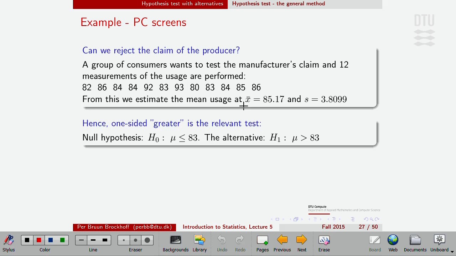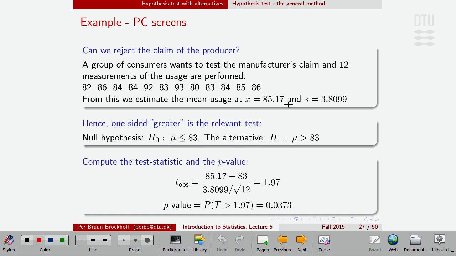Let's try this PC screen example. What if we take the external point of view, that we're an external group of consumers that would like to prove the company wrong in their conjecture. So I'd like to prove this null wrong by having this one-sided alternative. I take my data. My data is actually larger than 83. Had it not been, I would have been finished. It's clear in a one-sided case, if I didn't see something above 83, I couldn't prove anything to be above 83. That would be silly. So I'm just finished then.